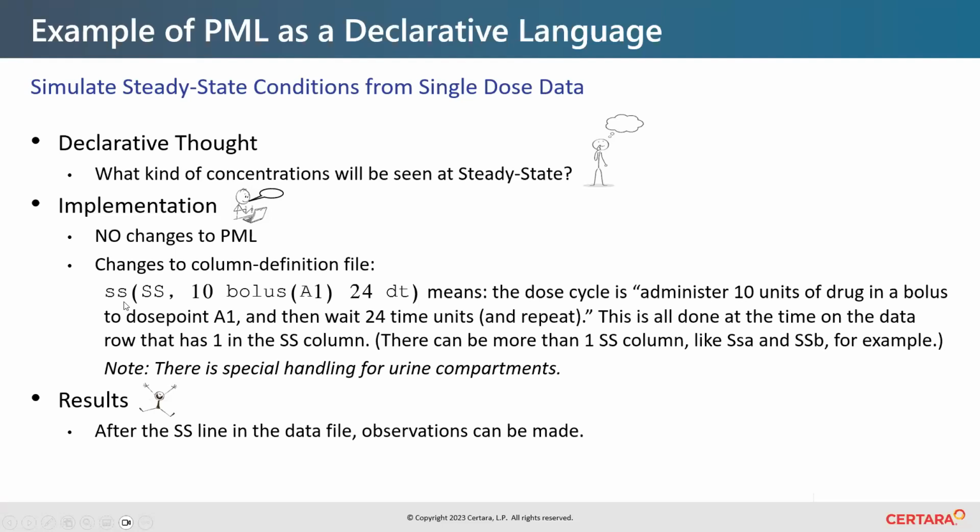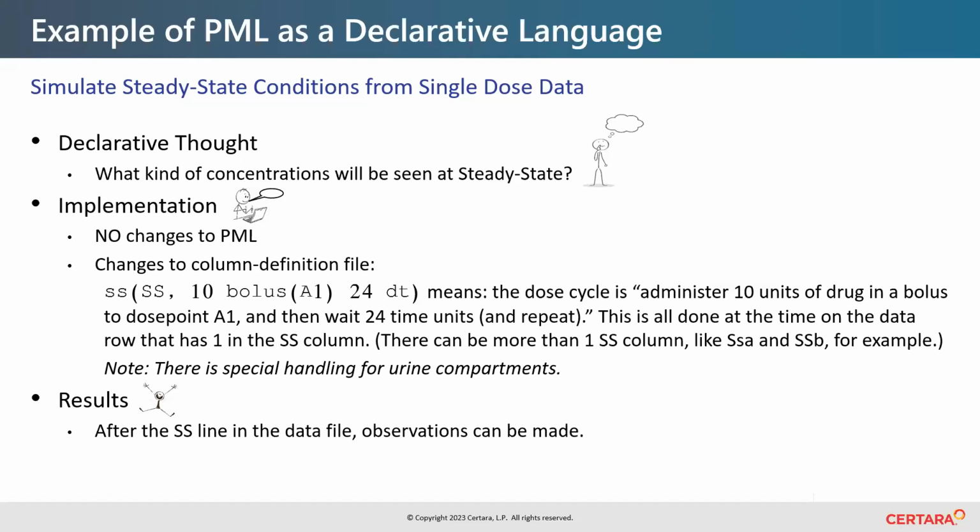And if you see that, that means assume there's a bolus to the A1 compartment of 10 units of medication, followed by a wait for 24 time units. Notice I say time units. It could be minutes, could be hours, could be months. It doesn't matter because the math is the same. So suppose you do that, then it automatically puts the system into steady state, and then you can do observations.